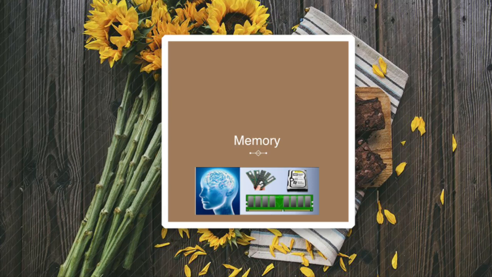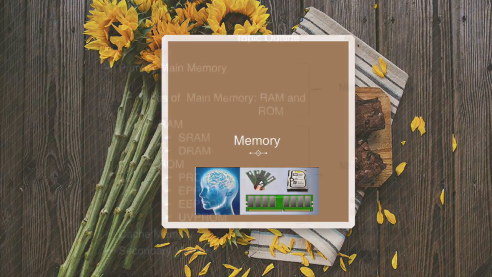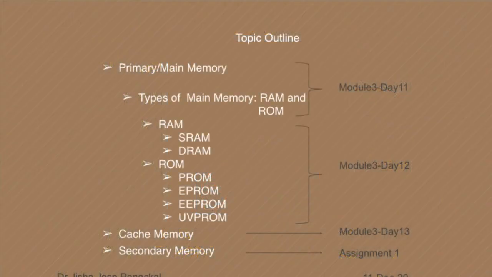Good morning, all. Let us continue with the topic memory. Today we will discuss different types of memory. Especially today we will cover the primary or main memory and the different types of main memory. There are two major categories, RAM and ROM, that will be discussed in today's topic, and we will discuss RAM and ROM in detail in the next session.